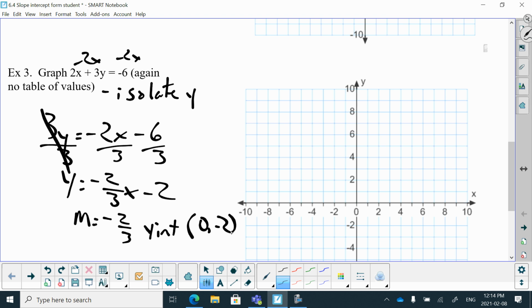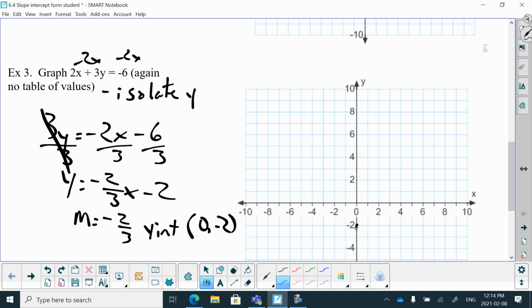So are you telling me that all these tables of values that we spent all that time on, we could just have been isolating y and getting it from there? Yep. (0, -2). But what does my graph tell me that I have to do with this?